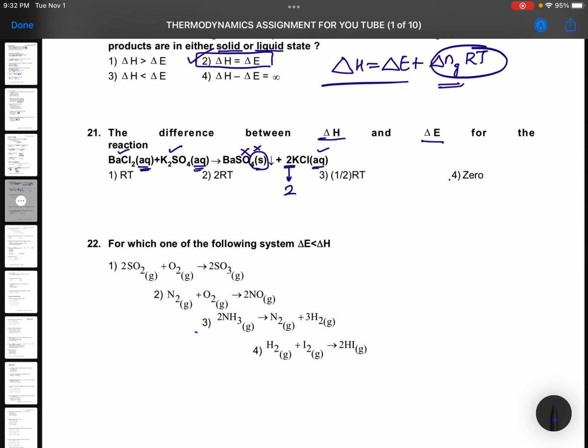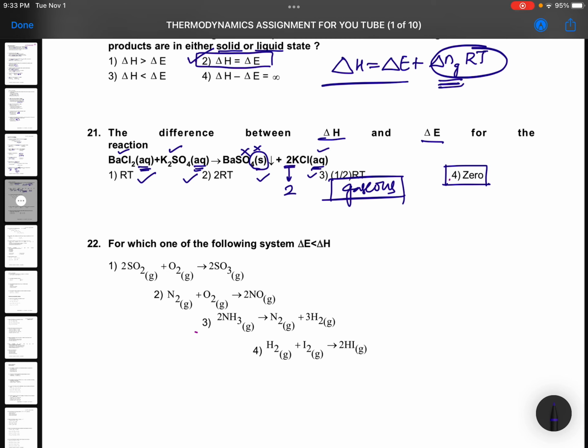So the delta H minus delta E difference will be 0, because delta H is equal to delta E when delta n is equal to 0. Actually, delta n we take for the gaseous state only. Here this is aqueous solution, this is aqueous solution, this is solid state, this is aqueous solution. No need to consider any of these. Only gaseous compounds we need to consider. Basically, in thermodynamics we discuss ideal gases only. The work done, whatever we discuss, is generally for ideal gases, not real gases. And here aqueous solutions and so on are there.